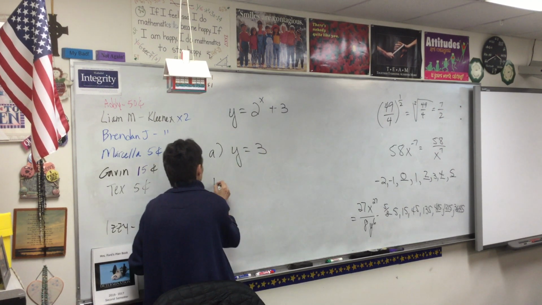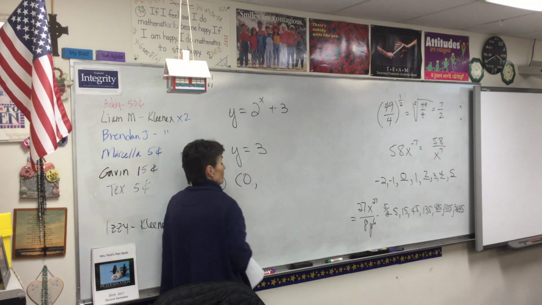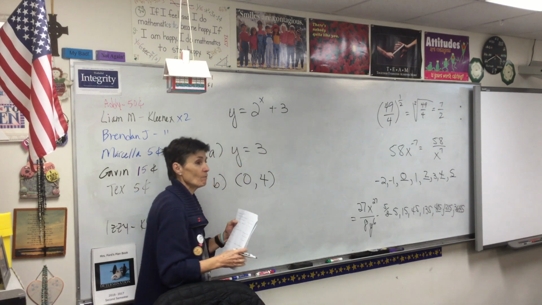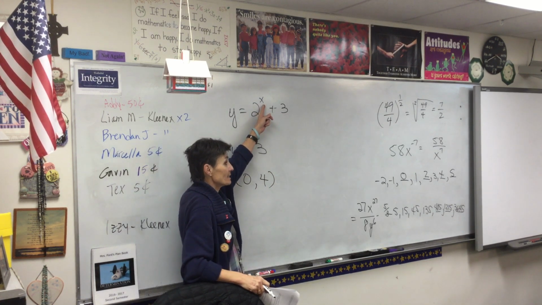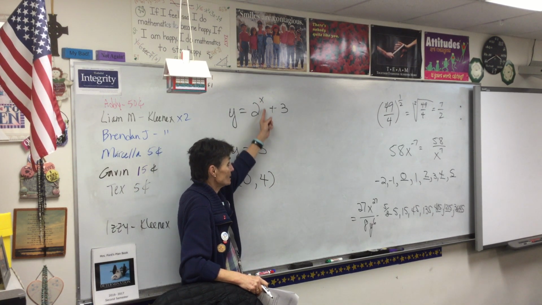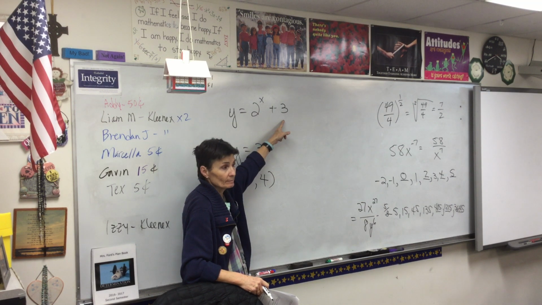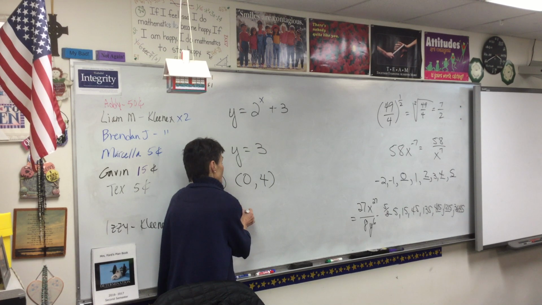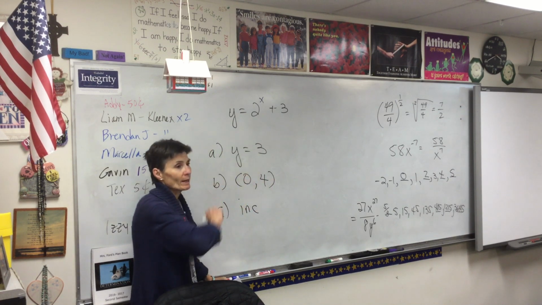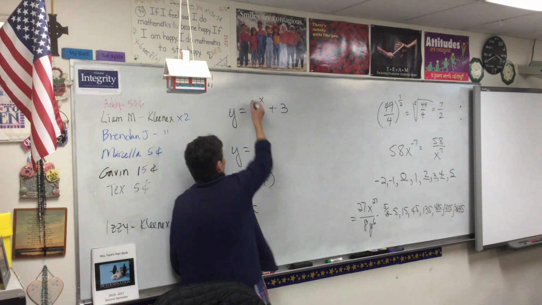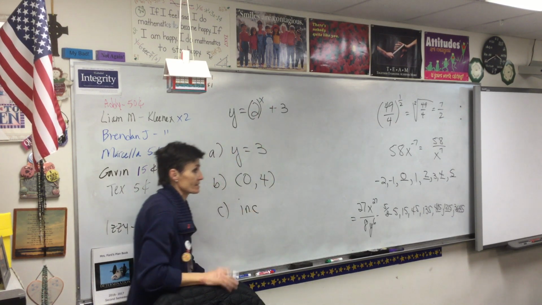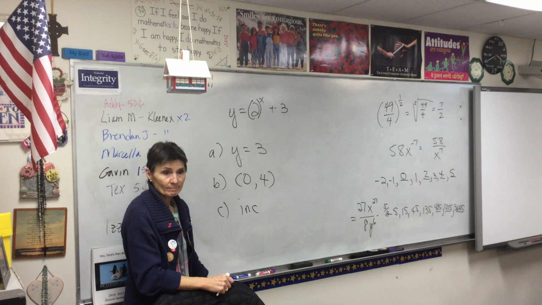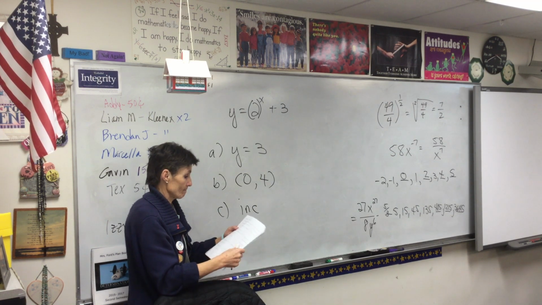What is the y-intercept? 0, 4. Why is it 0, 4? You plug in 0, this gives you 1, plus 3. Increasing or decreasing? Increasing. How do I know? Because the number hooked to the x is bigger than 1. And if it's bigger than 1, you are increasing.